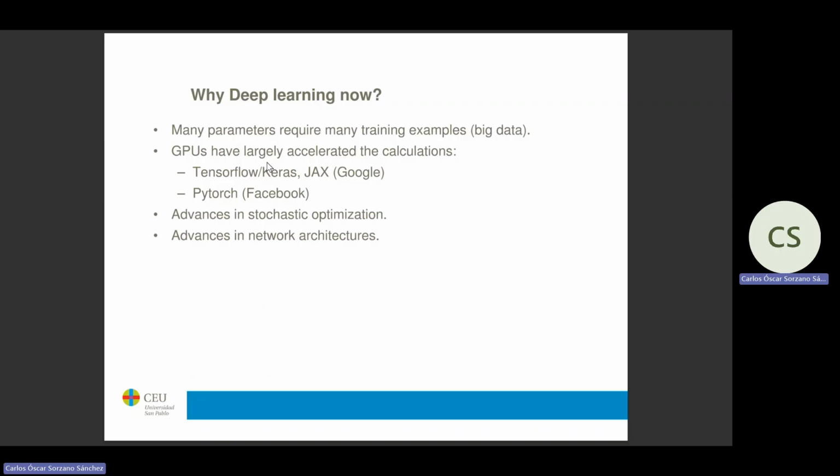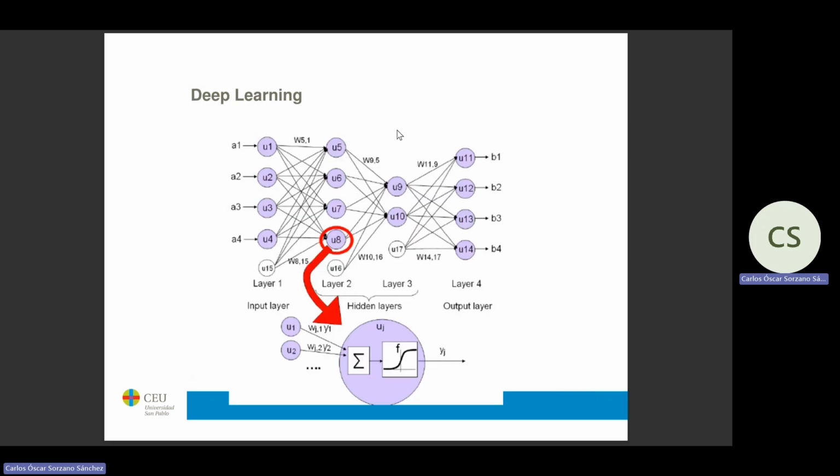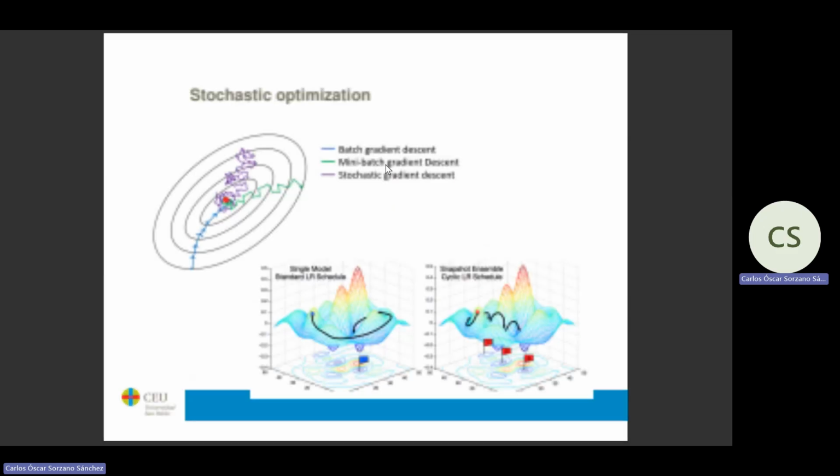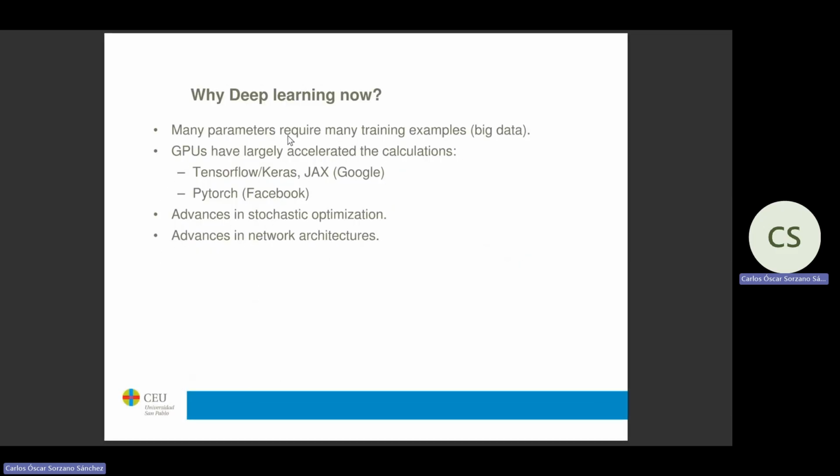Okay, so why has deep learning started in recent years and was not around 30 years ago? The reason is that the word deep means you have many, many layers. There are architectures with hundreds of layers, and hundreds of layers means several billions of parameters. If you have to train several billions of parameters, you will need really, really many training examples. And for that you need big data.